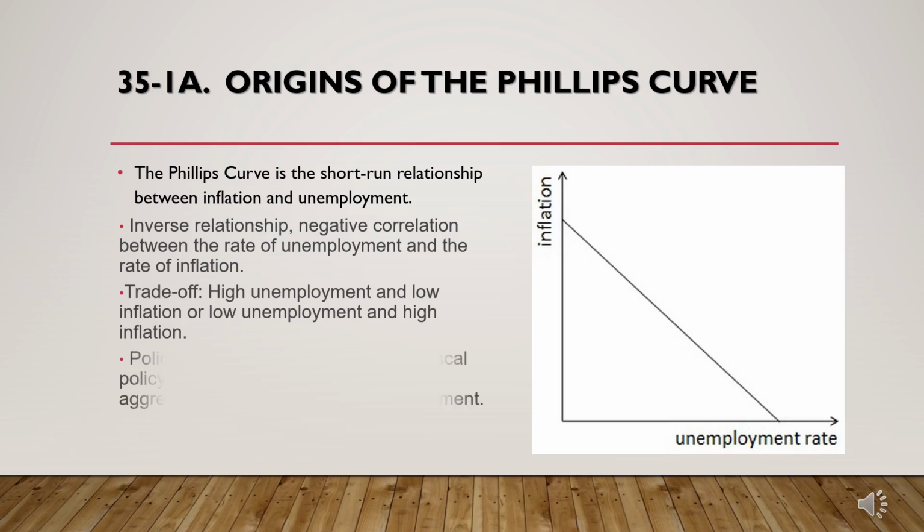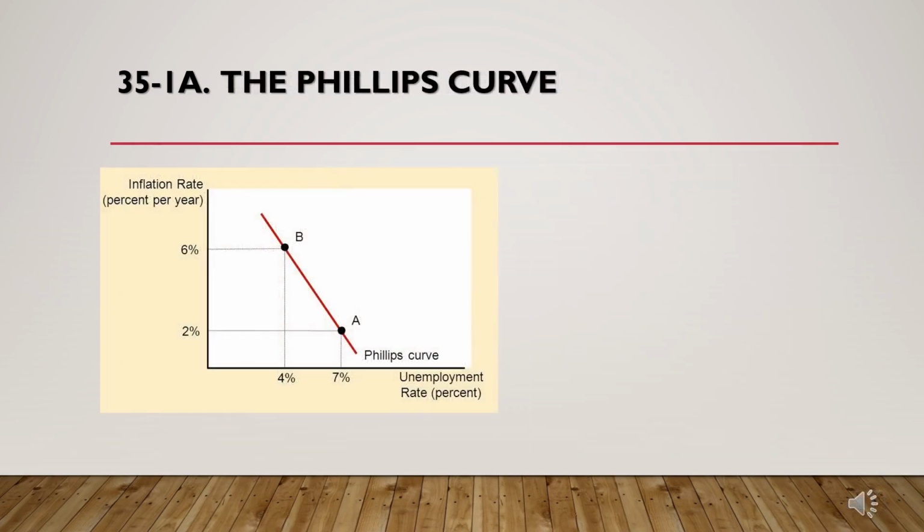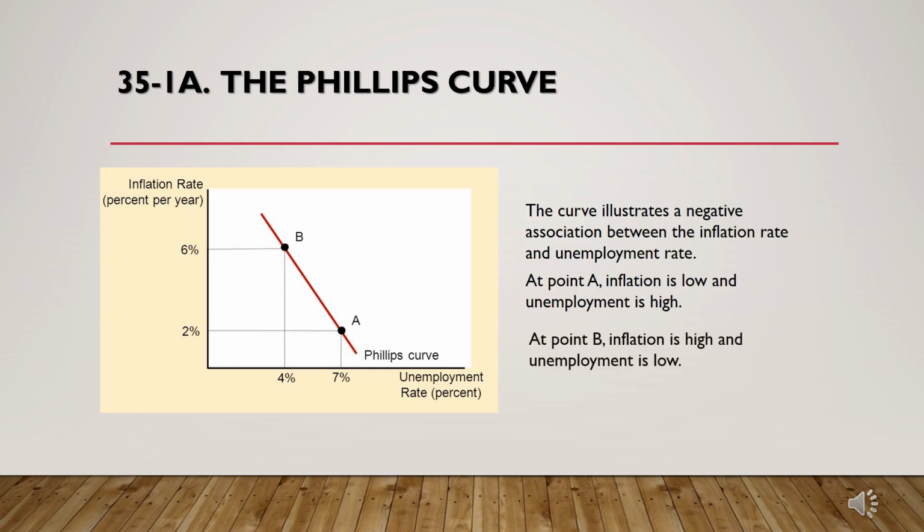It is important for policymakers, relative to monetary and fiscal policy, when they want to influence aggregate demand to control unemployment. To help you understand better, let us take a look at this example. The curve illustrates the association between inflation rate and unemployment rate. At point A, as you can see, inflation is low, only 2%, and unemployment is high, corresponding to 7%. On the other hand, when inflation is high at point B, its unemployment rate is low, only 4% compared to the previous one.